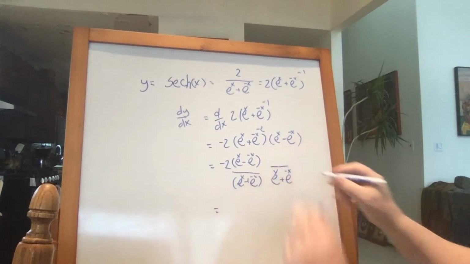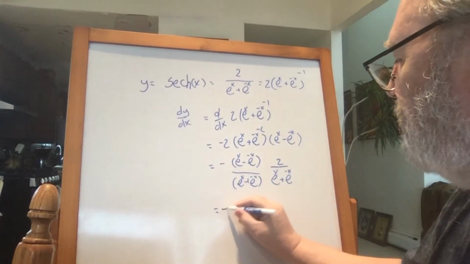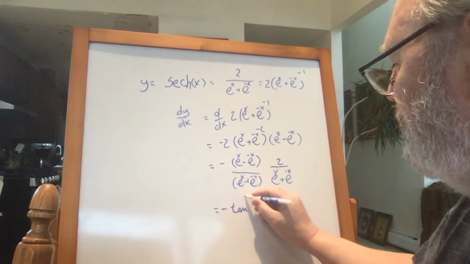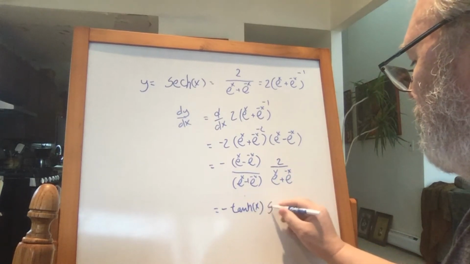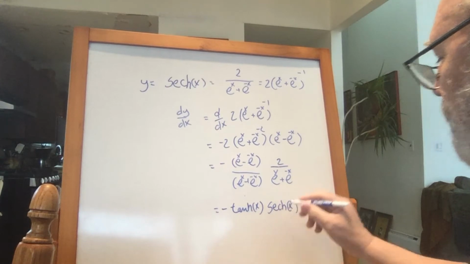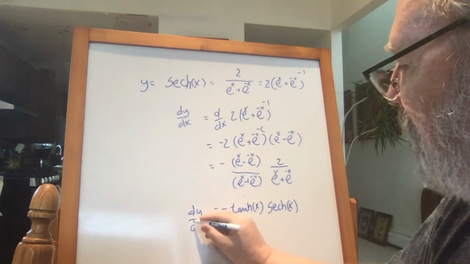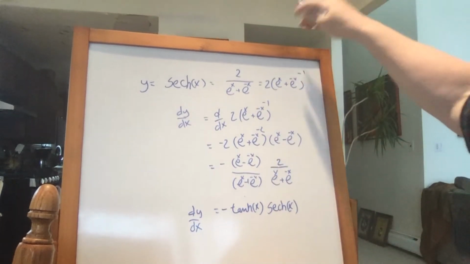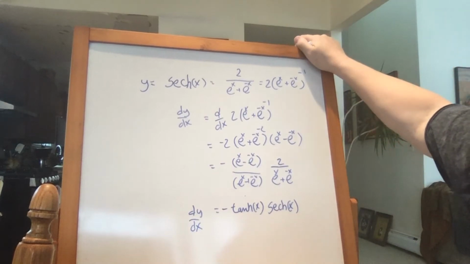You can put the 2 on that. 2. So we got minus the tan of x times the sec of x, and that's dy dx. Okay, you can do the same for the cosecant, and so you have all of these neat relationships.